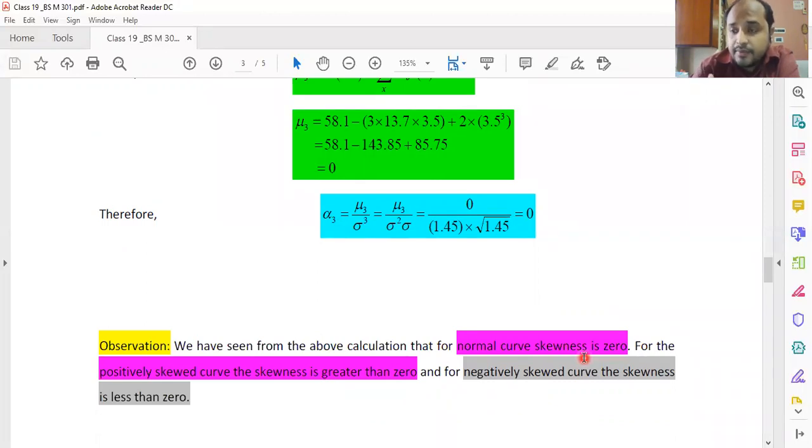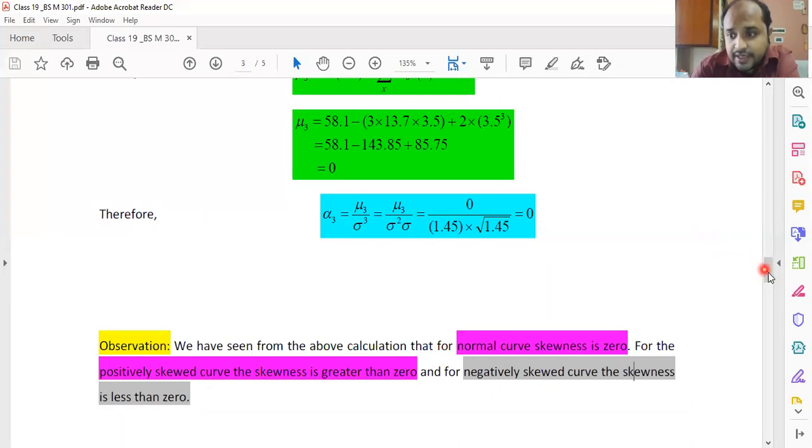And if the curve is positively skewed, the measure of the skewness, alpha 3, will be greater than 0. If the curve is negatively skewed, the skewness will be less than 0. So the skewness is coming out as 0 in the above calculation. It is the sign that we have done nothing wrong. The calculation is all right. For normal curve, the skewness must be 0.